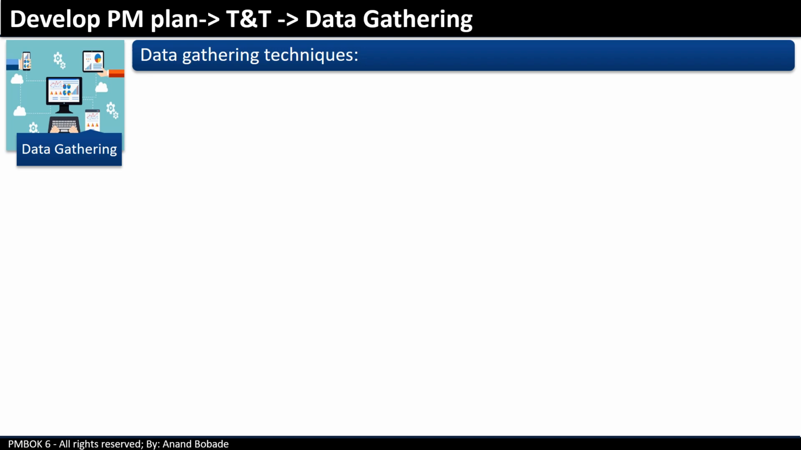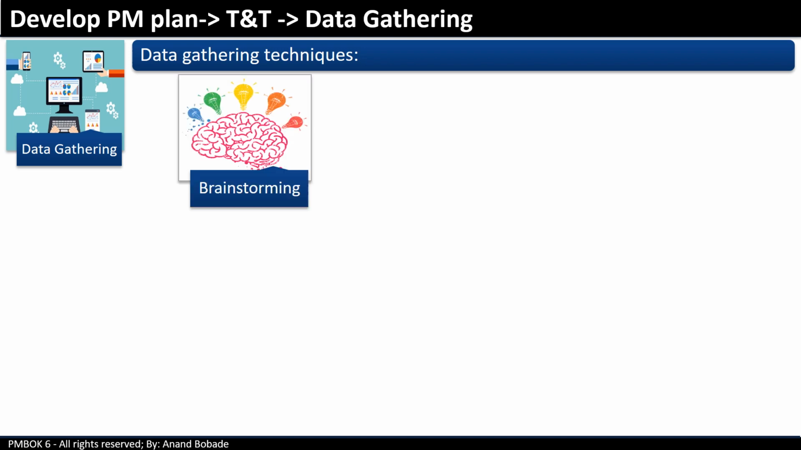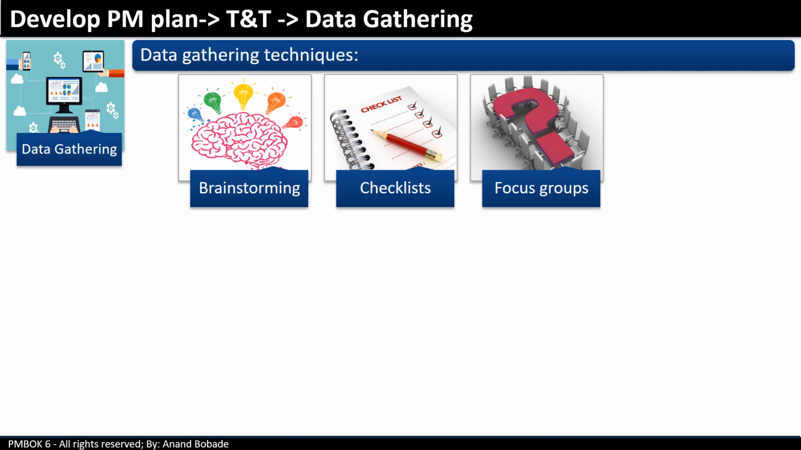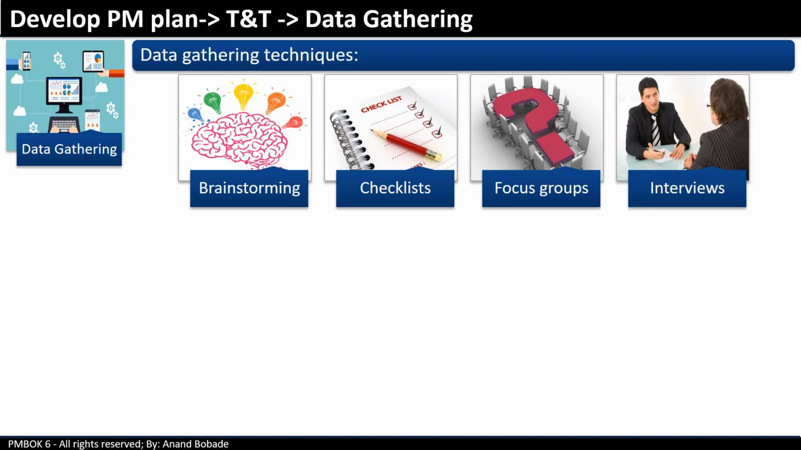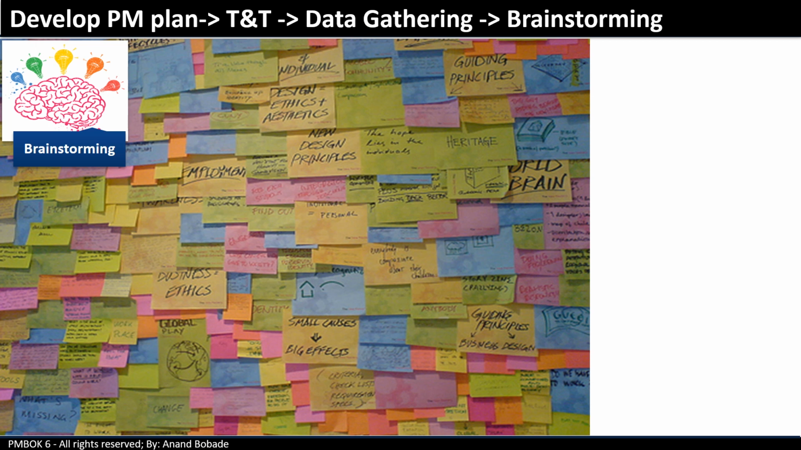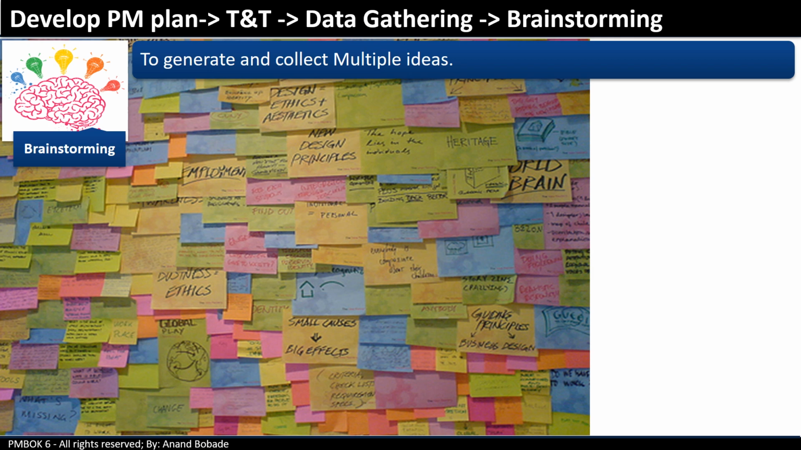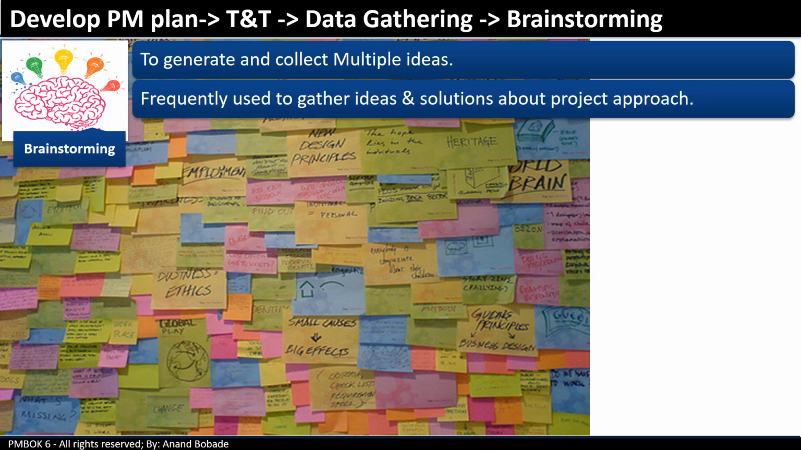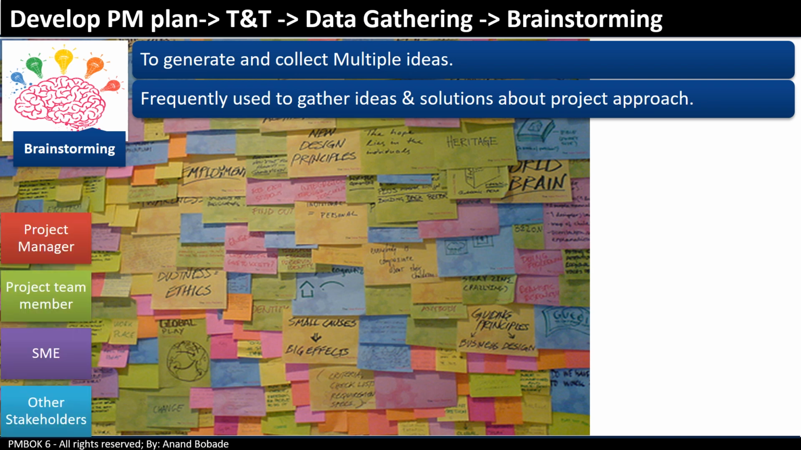Data gathering techniques. The following data gathering techniques might be used: brainstorming, checklist, focus group, interviews. Let's look at them one by one. Brainstorming. A general data gathering and creativity technique that can be used to generate and collect multiple ideas. It is frequently used to gather ideas and solutions about project approach. Participants of this can be project manager, project team members, subject matter experts, or other related stakeholders.